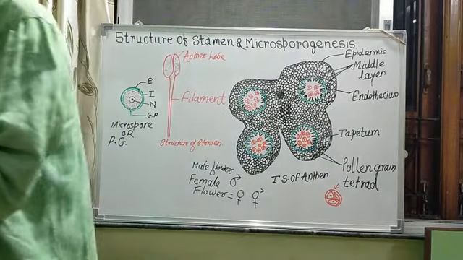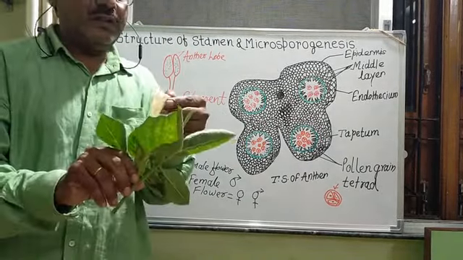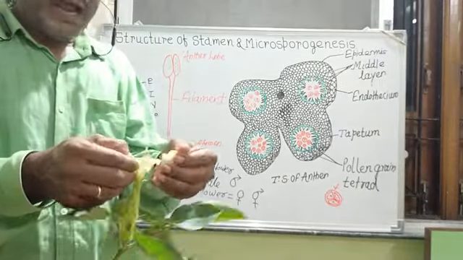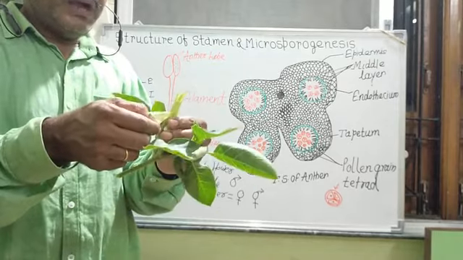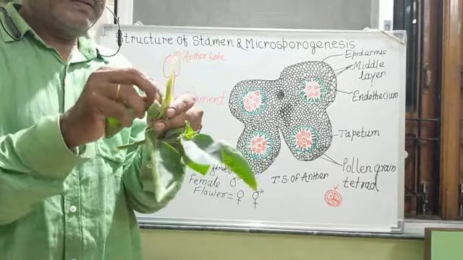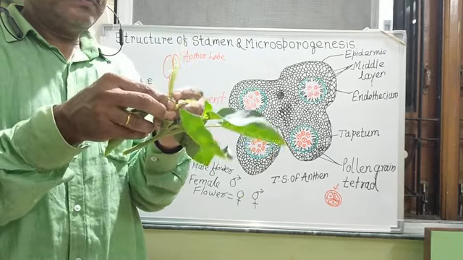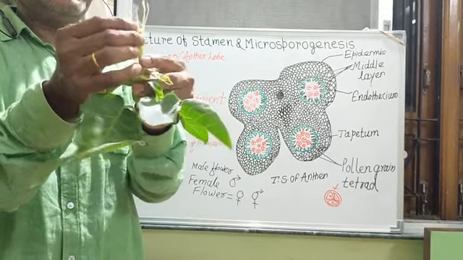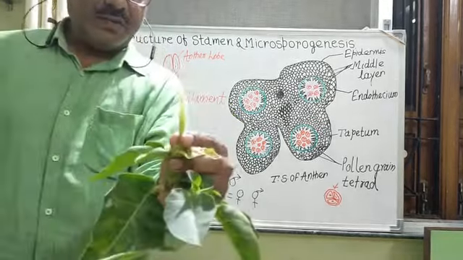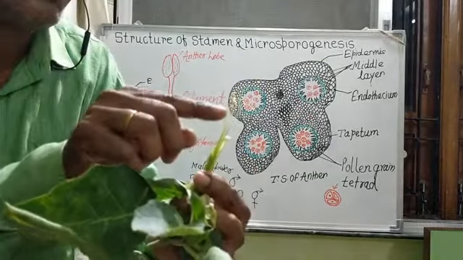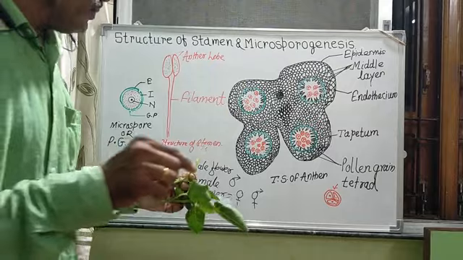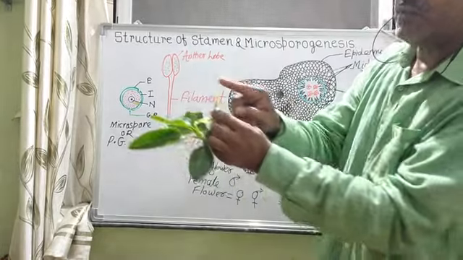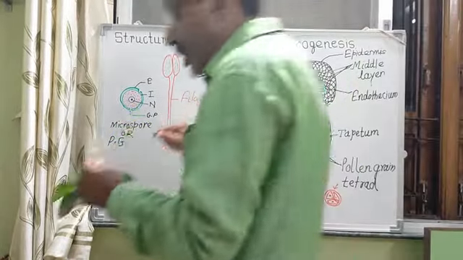Another flower is there. This is the Datura plant, Datura metel. It is a poisonous plant. I have collected it from my residence. And look here, students, six stamens are seen. It is very beautiful. These are stamens, and here I have shown the diagrams of stamens.